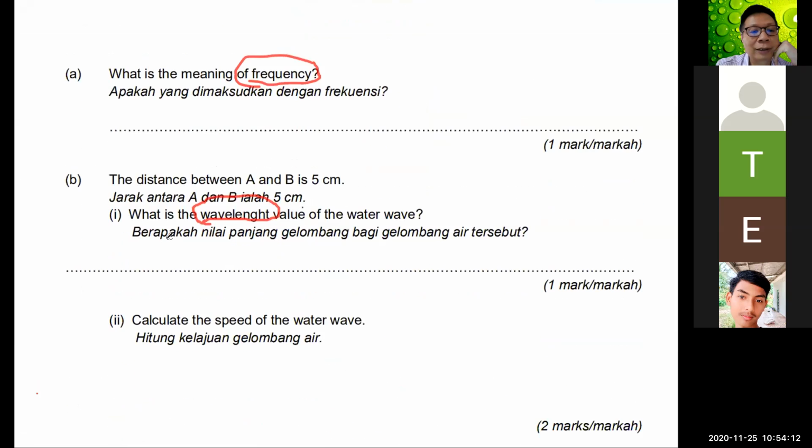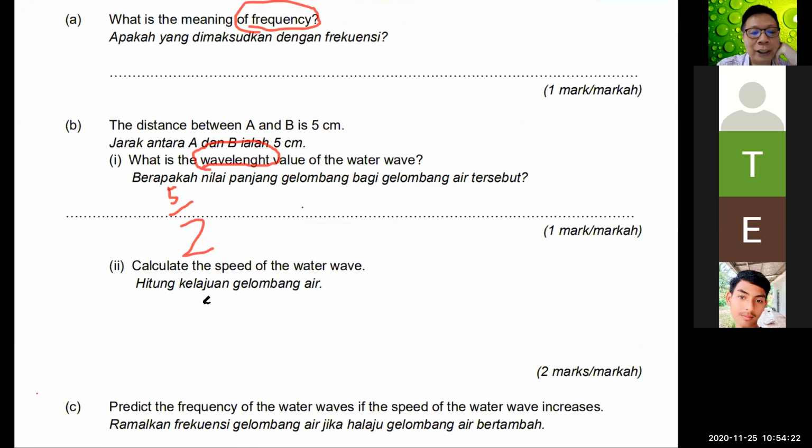So here you take 5 divided by 2. In the diagram, there are 2 lambda, isn't it? Then calculate the speed of the water wave. Speed is v equals f lambda. Please do the calculation. v equals f lambda. What answer do you get? Those who get the answer, please type.